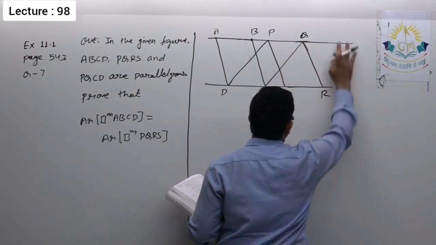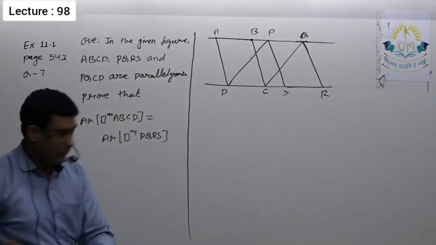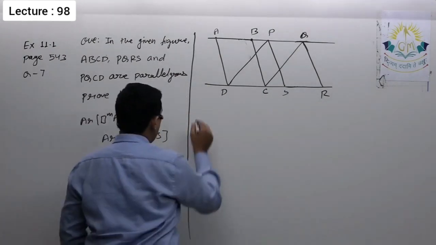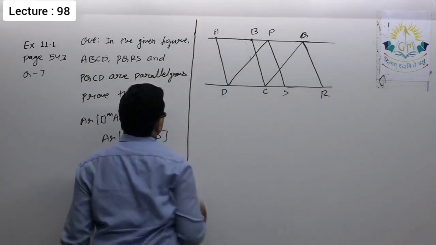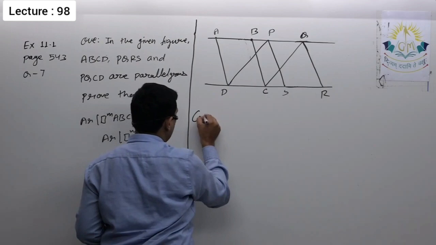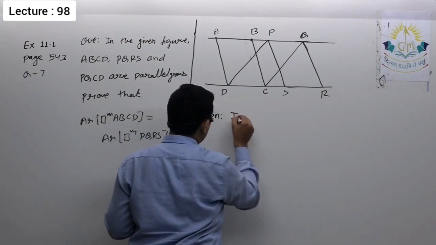PQRS. Okay, so this is the diagram in which we have to prove the area of parallelogram ABCD is equal to area of parallelogram PQRS. So let us see what is given in the figure.